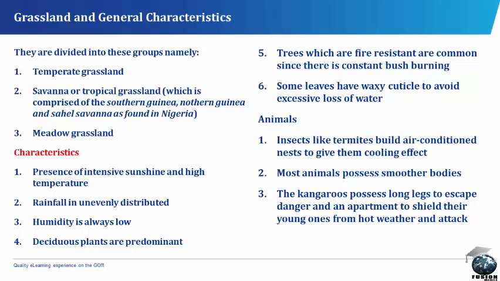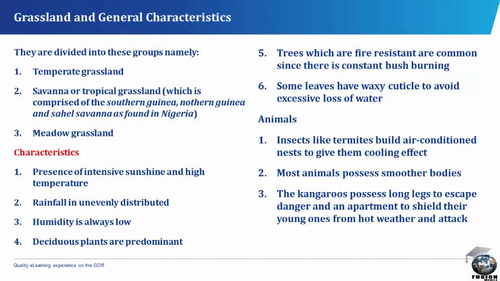Deciduous plants are predominant in grassland. Trees which are fire resistant are common since there is constant bush burning. Some leaves in the grassland have waxy cuticle to avoid excessive loss of water.